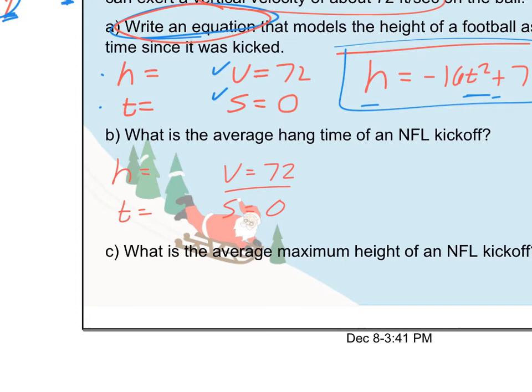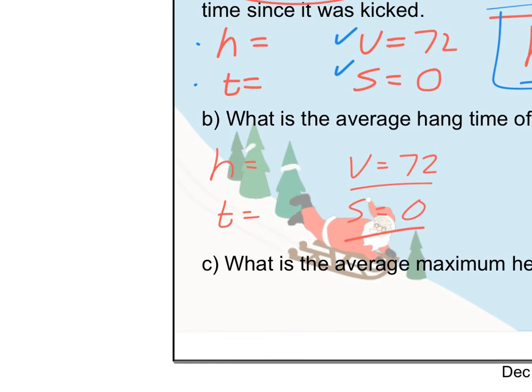And we're talking about the hang time of an NFL kickoff. So it's a ball where we still kick it off the ground, so our initial height is still 0. Now, what we're trying to find, going back to my little picture here that I keep drawing, is that the ball starts on the ground, and then it's kicked in the air, and then lands back on the ground again.